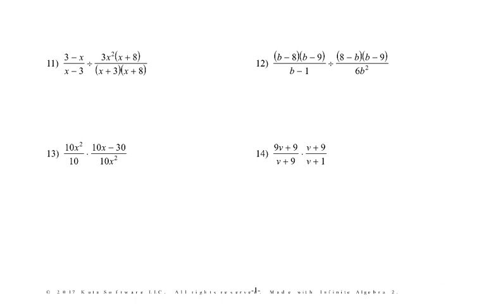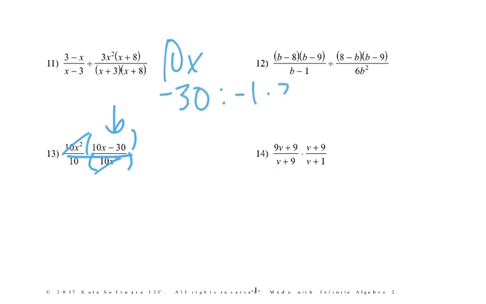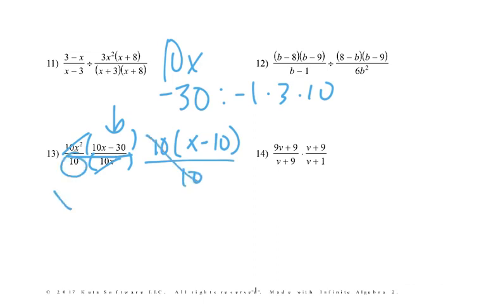So, on to 13. So we're multiplying here, so I just multiply. 10x squareds can cancel. Then I can factor that one further, right? Because 10x and negative 30, that's like negative 1 times 3 times 10. So I could pull out a 10, and the top would be 10 times x minus 10 over, and this 10 is still left over. So those 10's cancel, and I'm left with x minus 10. Okay, 14.